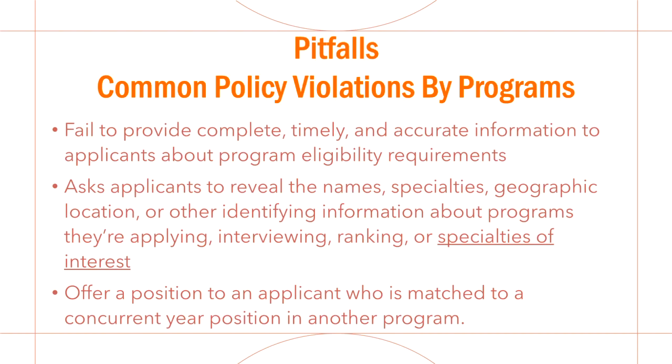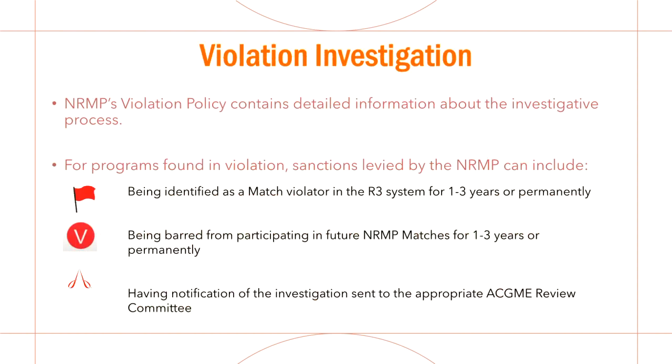So what happens if you have a violation? The NRMP violation policy contains really detailed information for programs found to be in violation. But the big thing you need to know is what happens. And this could actually happen for institutions. If NRMP found that multiple programs were having match violations, they can kick the whole sponsoring institution out of the match. That has happened. So, what can happen? You get identified as a match violator in the R3 system. That usually doesn't happen for programs. Usually that is for applicants.